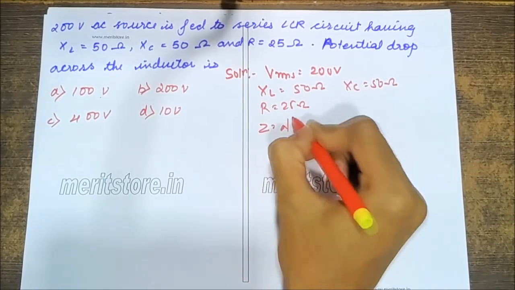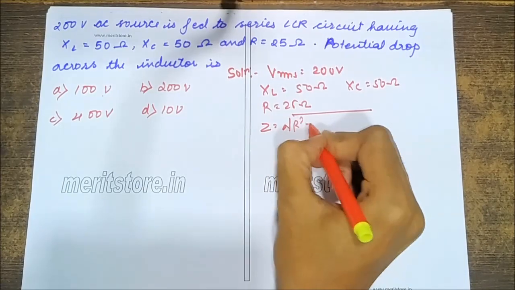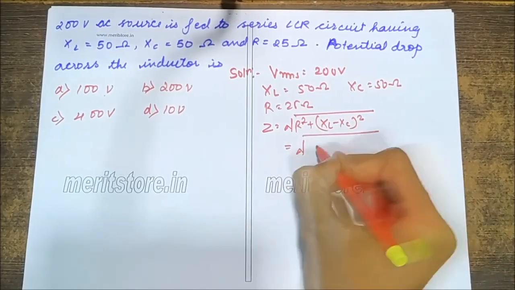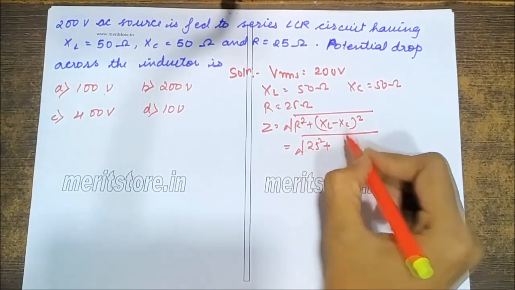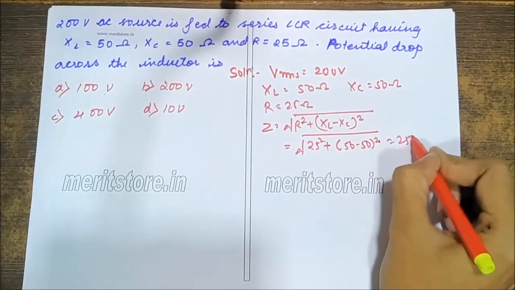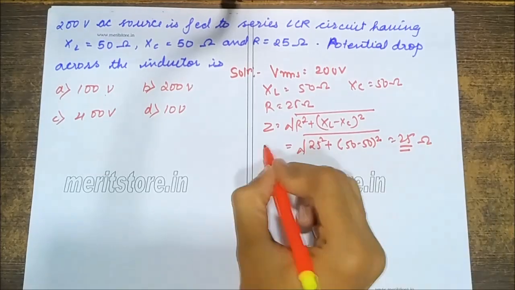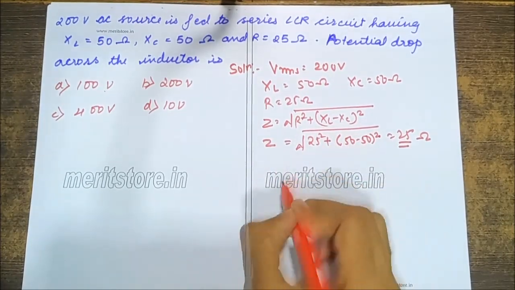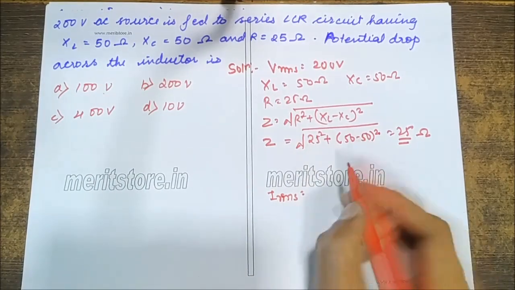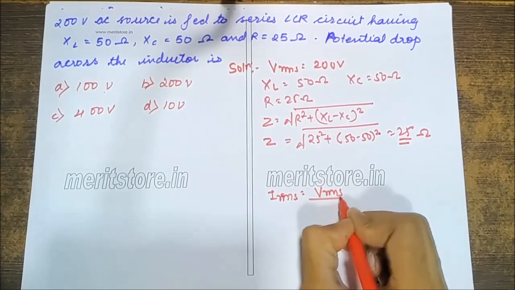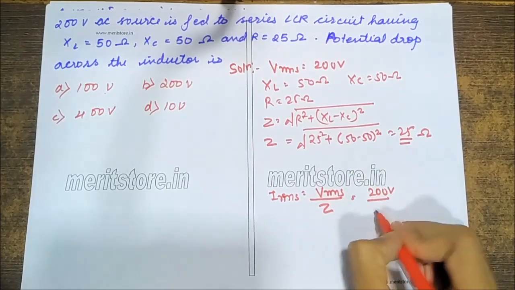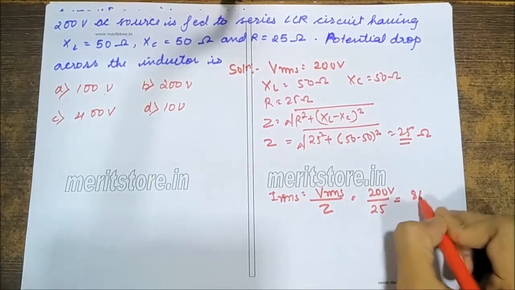So we are all set to find the impedance, that is, the square root of R square plus (XL minus XC) the whole square. That will be the square root of 25 square plus (50 minus 50) the whole square, which is 25 ohms. So Z equals 25 ohms. Now the current I, the RMS current we are finding, has a relation with the peak value and with the voltage: I equals VRMS upon Z. So that is 200 volts upon 25. Solving this gives 8 amps of current.